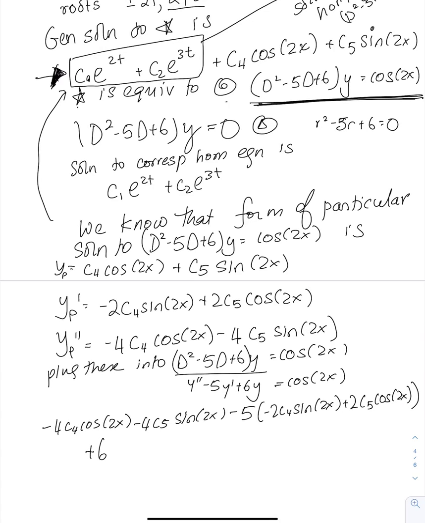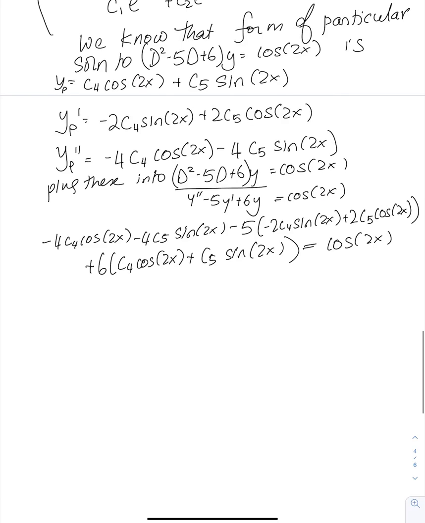Plus 6 times the original, and you need this to be cosine 2x. Okay, so we'll collect all the cosine terms and then collect all the sine terms and leave those separate. Okay, so what do we have for cosine terms?